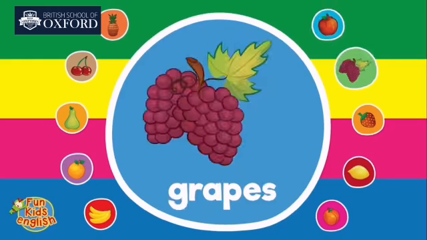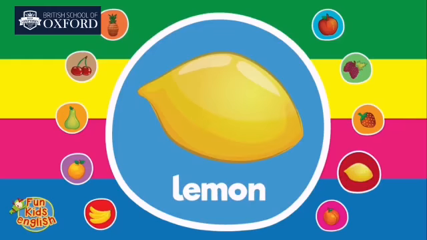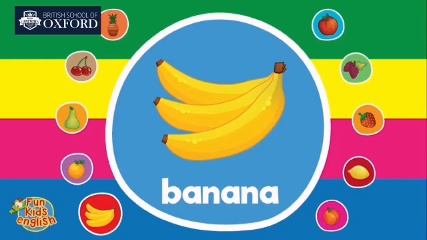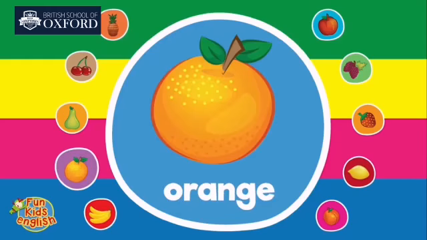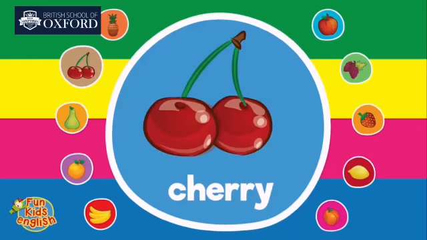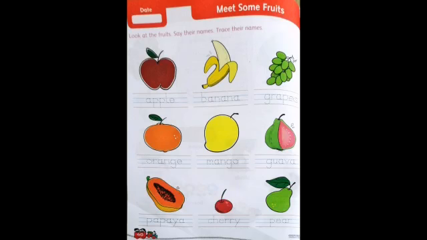Apple, grapes. This one is grapes. Strawberry, lemon. This one is lemon. Peach, banana. You can see banana, orange. This one is orange, pear, and one more is for you, cherry. Here are some fruit, pineapple.